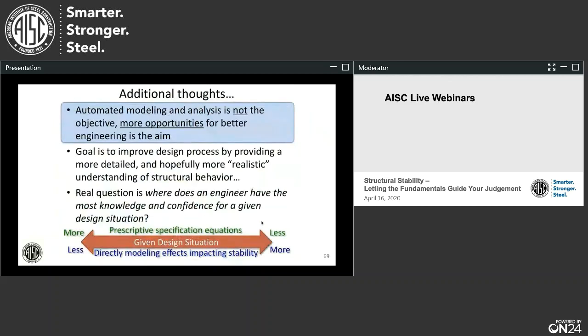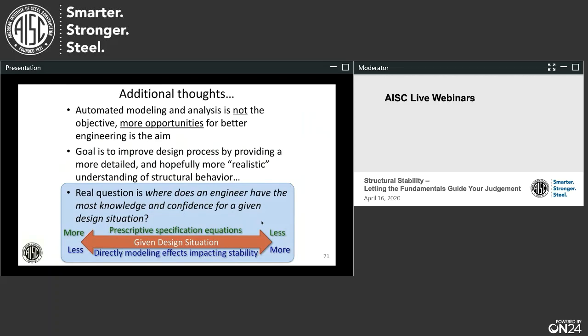Some more thoughts here. We were never on ASC about trying to automate the process. It was always about trying to provide more opportunities for the engineer and more opportunities that replicated more realistic behavior. And so the real question is, for every given situation, where is your confidence level? Is it high on the prescriptive specification equations, or do you want to relax that a little bit and move more into relying more on the analysis?